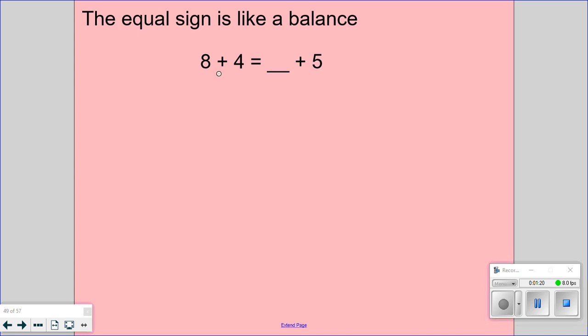8 plus 4. No, not plus. 8 and 4 equals. Nope. Equals doesn't mean anything to me. What does that actually mean? Look in your notebook. We wrote it down.